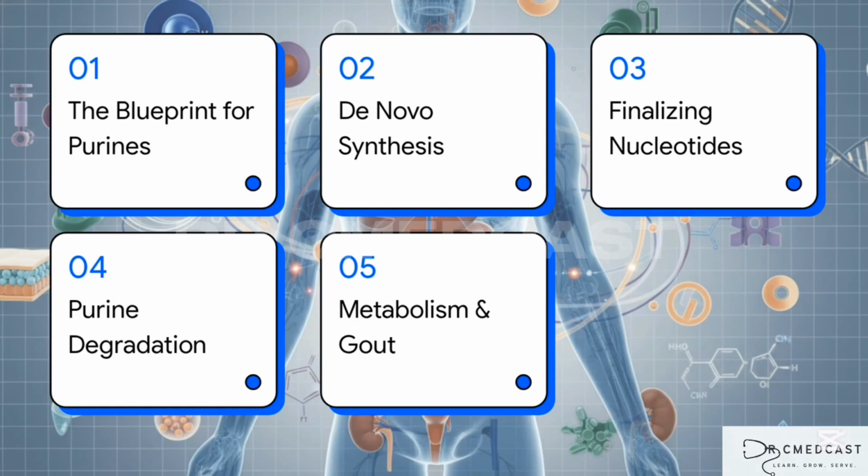All right, so here's our game plan. We'll start with the basic blueprint for purines, then we'll walk through exactly how they're built in what's called the de novo synthesis pathway. After that, we'll see how the final nucleotides are formed, how they're eventually broken down, and finally, we'll connect this whole process to the clinical reality of a condition called gout.